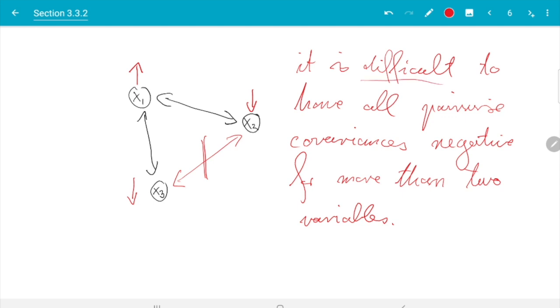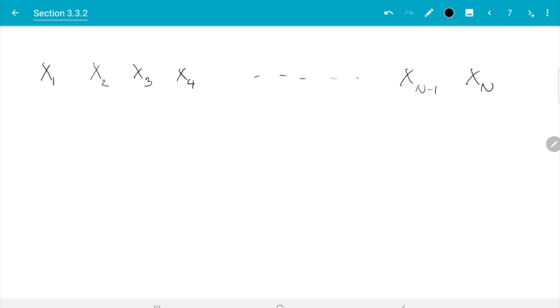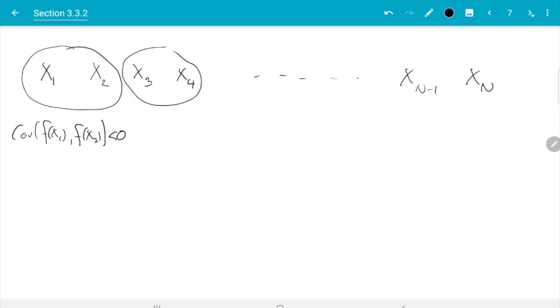And it is technically not impossible. You can make it so that you have more than two variables and all pairwise covariances are slightly negative, but that gets more difficult the more variables there are, and it turns out it is not enough to be worth the effort. So what we will do here is we will just give in and say we only want to have pairs with negative covariance. We can certainly try to arrange it so that the first two are correlated so that covariance of f of x1 and f of x2 is negative. And then it's difficult to add a third variable, but we can have these to be one pair, where again we can have the covariance between x3 and x4 negative. And what we do is cut the samples into pairs, and each pair try to construct it so that the covariance of f of xj and f of xj plus 1 is negative. So that's what we want to do.